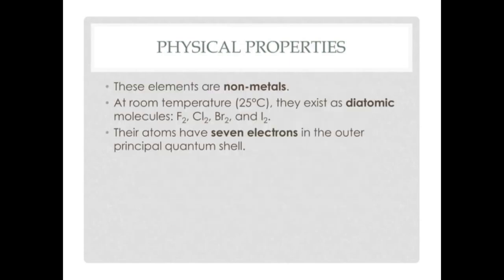Let's look at some of their physical properties. These elements are non-metals. At normal room temperature, they exist as diatomic molecules. They have 7 valence electrons in their outermost shell. They have 7 valence electrons, and that's why they are in group 7.